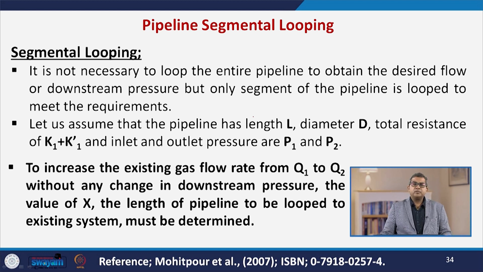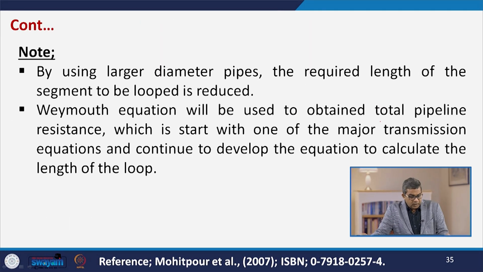Now, let us assume that the pipeline has length L and diameter D, and the total resistance is K1 plus K1 dash, and the inlet and outlet pressures are P1 and P2. Now, to increase the existing gas flow rate from Q1 to Q2 without any change in the downstream pressure, the value of X, that is the length of the pipeline to be looped to the existing system, must be determined. By using larger diameter pipes, the required length of the segment to be looped is usually reduced.